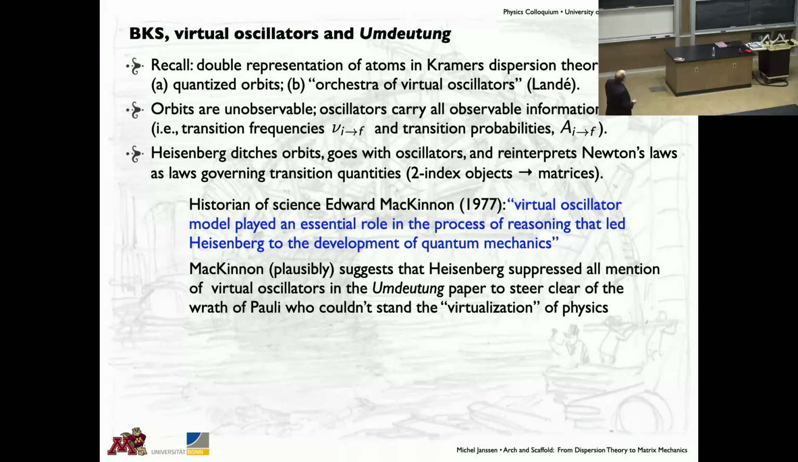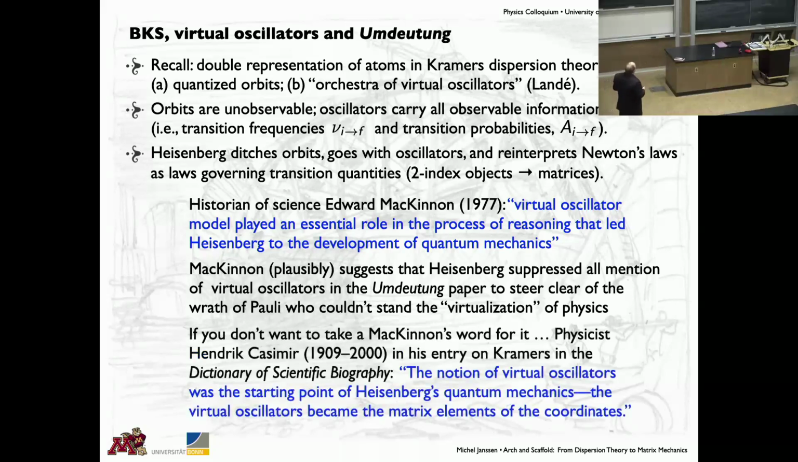Now, if you don't want to take McKinnon's word for it, interestingly, the Dutch physicist Casimir says the same. In his entry on Kramers in the Dictionary of Scientific Biography, a standard resource for historians of science: the notion of virtual oscillator was the starting point of Heisenberg's quantum mechanics. The virtual oscillators became the matrix elements of the coordinates.